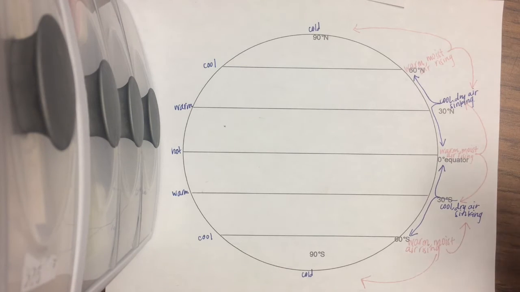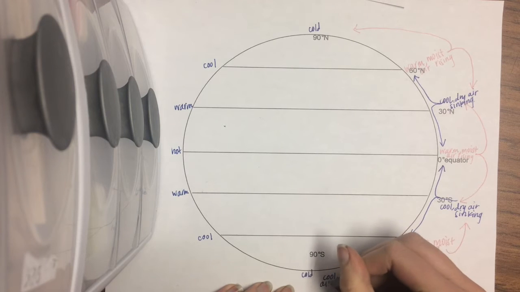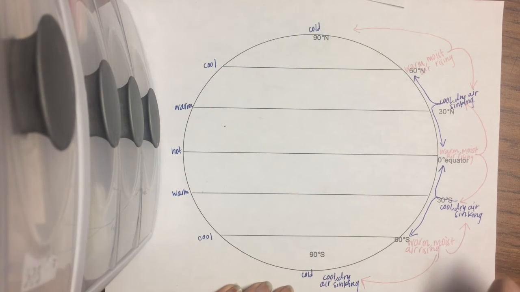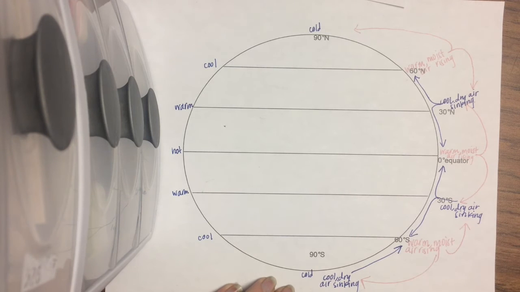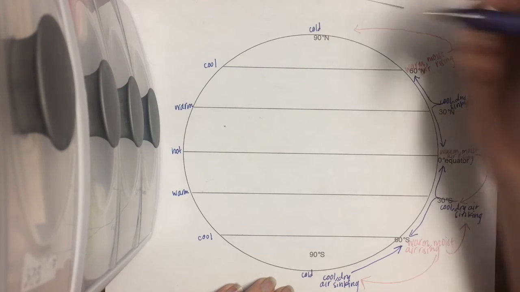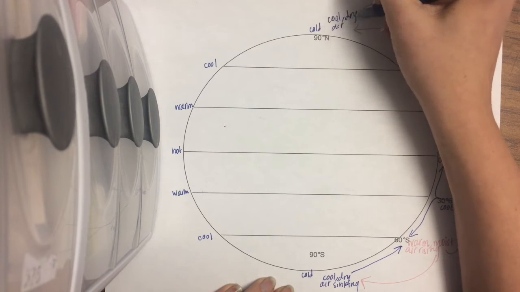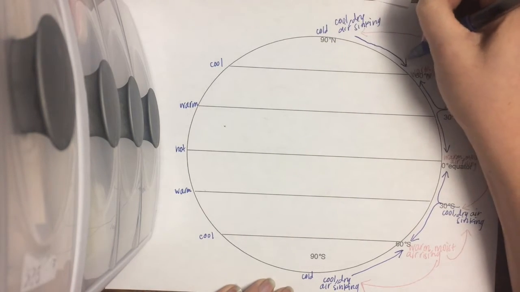Once it reaches the poles, it's been in the atmosphere long enough that it starts to cool down. It's not getting that heat from the Earth's surface. It's also not getting that moisture from the Earth's surface. So at the poles, we have cool, dry air that is sinking. Again, just like we saw before, as it sinks, it's going to hit a barrier, in this case the Earth's surface, and that's going to push that air. So it's going to go towards 60 degrees south in the southern hemisphere, and then that cool, dry air, once it sinks in the northern hemisphere, will be pushed towards 60 degrees north.